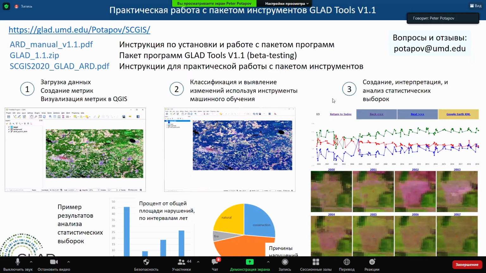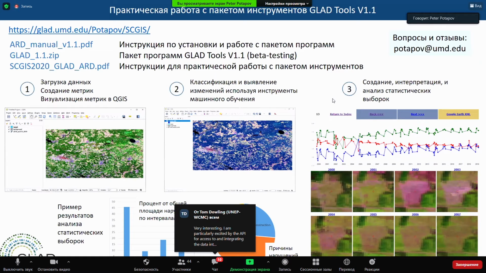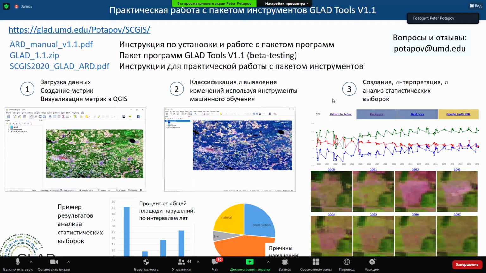And the last slide in the presentation, I hope that the presentation will be available somewhere on the presentation website. That's why I'm leaving the links here on the slide. Some time ago, there was another conference, where we published not only GLAD 1.1 for beta testing, but there is also a manual in Russian, which explains how to download the data, how to create metrics, how to work with machine learning, how to classify, and how to analyze statistical samples. And we are using examples from the north of the Moscow region.